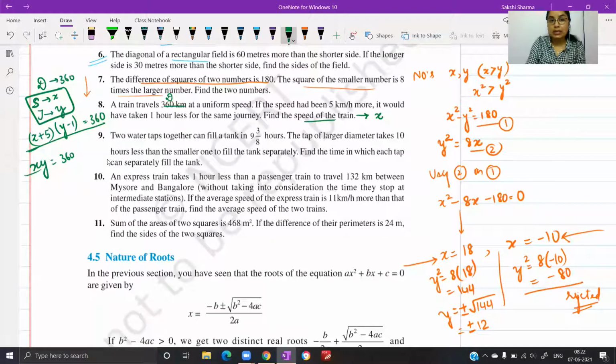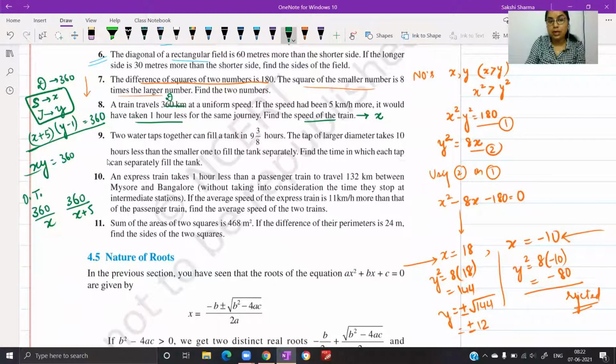Can we do it in any other way? Anyone? 360 by x minus 360 by x plus 5 equals 1. Just by considering the difference in the speed, the fact that there is a difference of 1 hour in the time taken to cover the journey. Originally, the time taken would be 360 by x. This is the original time. And if the speed is increased, then the time reduces. In that case, the time taken will be 360 over x plus 5.